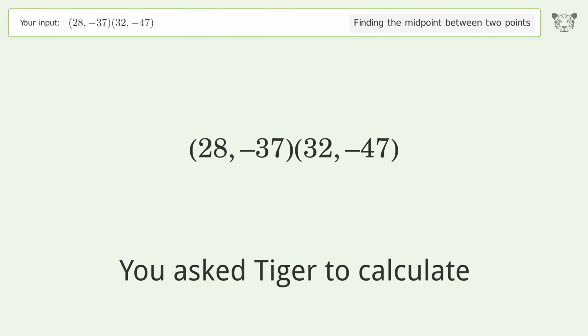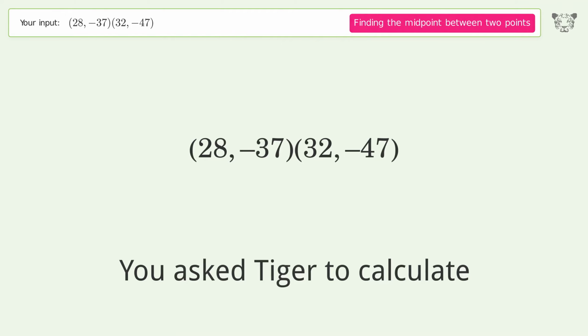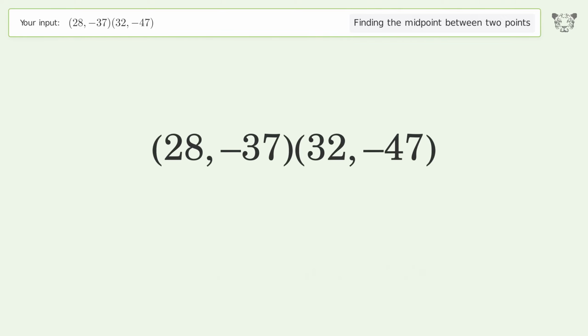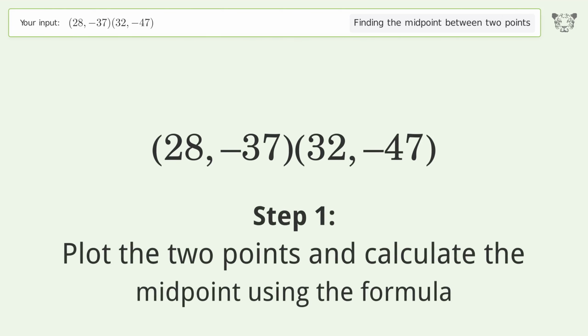You ask Tiger to calculate. This deals with finding the midpoint between 2 points. The midpoint between the 2 points is 30, -42. Let's solve it step by step. Plot the 2 points and calculate the midpoint using the formula.